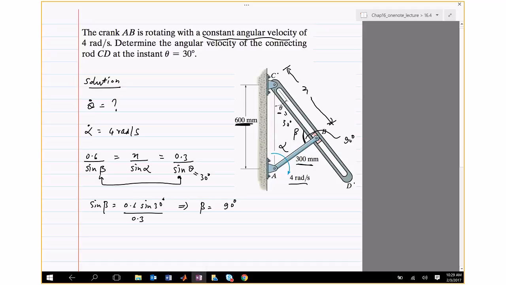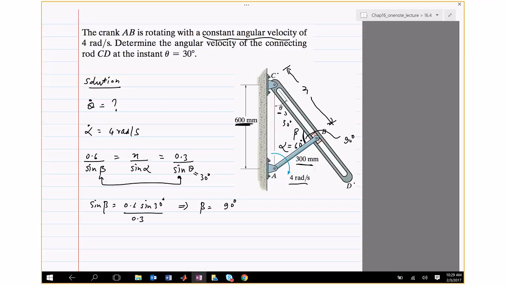So if beta is 90 degrees, what is alpha? 60. Is 60, that's right. It's 60 because the sum of the angles in a triangle is equal to 180 degrees. So if beta is 90 and theta is 30, then alpha should be 60 for it to be 180 degrees. Okay, so I have alpha too now. All I need now is to find an expression for theta in terms of things I care about.